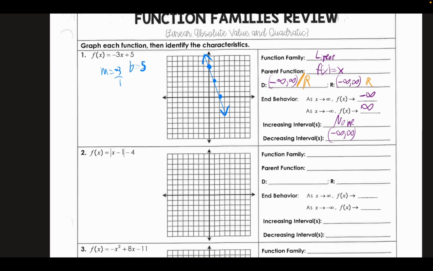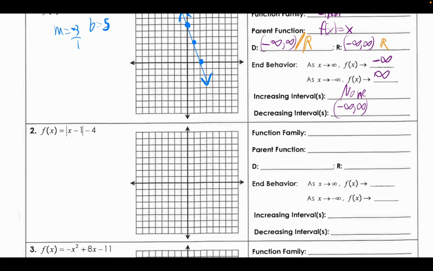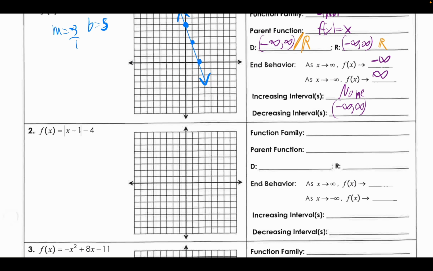So now we're going to talk about number 2 here. This is an absolute value function. We note that because it has absolute value bars. So it's part of the absolute value function family. And the parent function for this is f of x equals the absolute value of x. The domain, again, for all of these that we've covered, is negative infinity to infinity, or all real numbers.